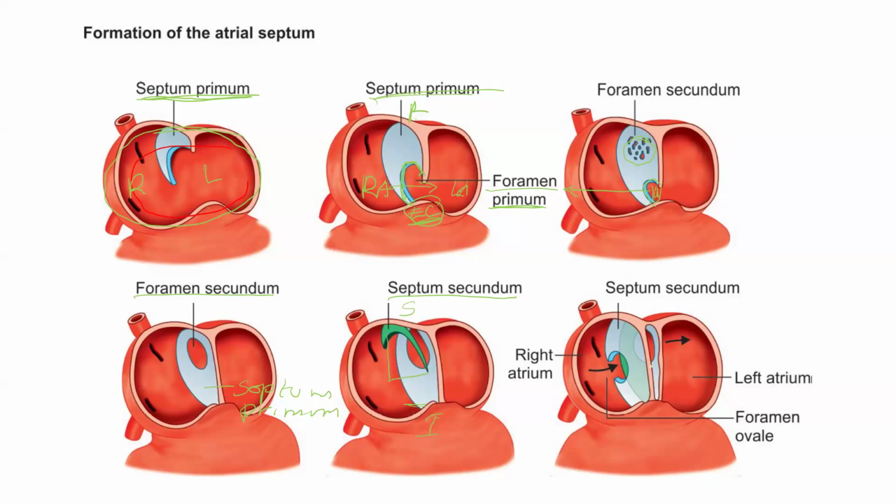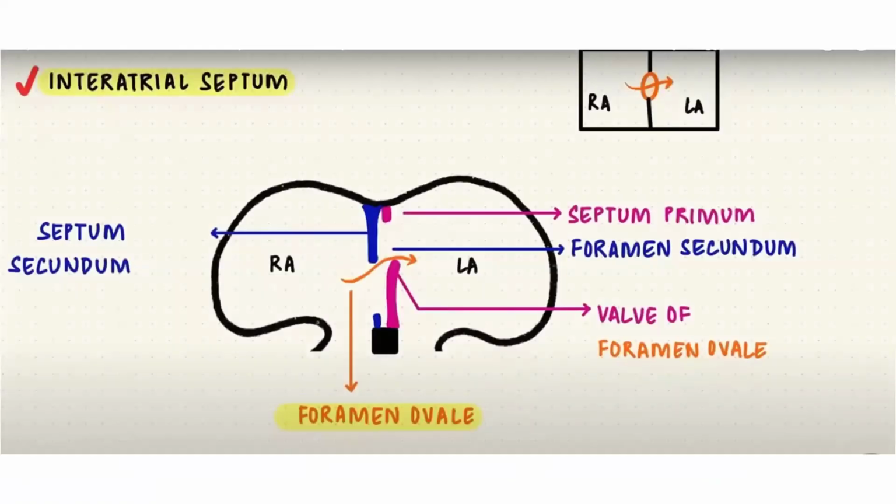How would you see this from another view? From another view, it might be seen as this image as shown here, simplified. That's the right atrium, that's the left atrium. This here is the septum primum, with the foramen secundum there. Just to the right side, that's the septum secundum. So this resultant foramen is now the foramen ovale.